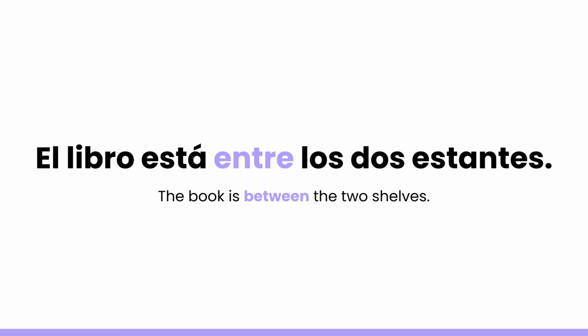Then the next positional word, and notice here that we do not use the word de. This is one of the only words, I think, in the Spanish language which does not use the word de after the main word. This is the word for between. Between in Spanish is entre. For example, if you want to say the book is between the two shelves: El libro está entre los dos estantes. The book is between the two shelves. So between is entre, not entre de, but entre, without the word de.